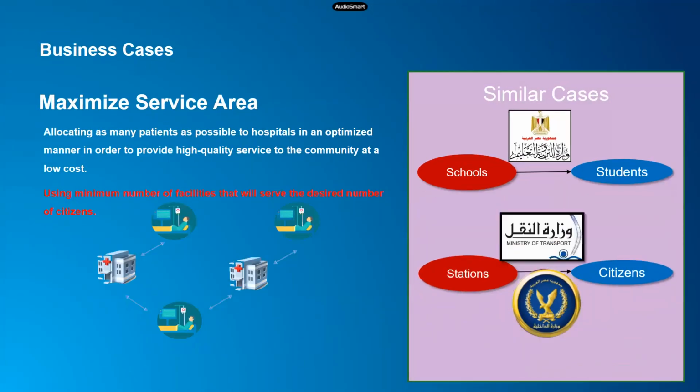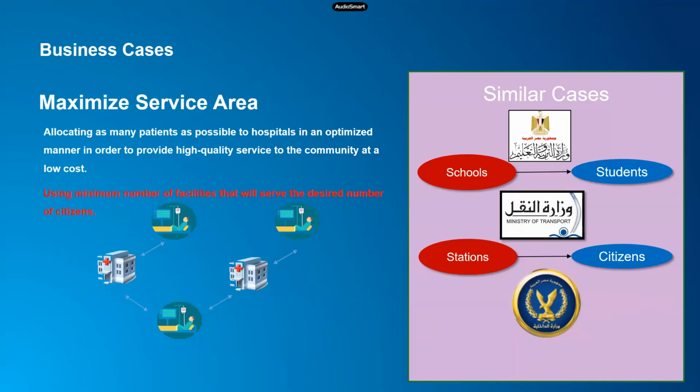Another business case is maximizing the service area. I have several depots or facilities and I want to maximize the area that they serve. So for example, how do I allocate my patients to my hospitals based on geography? How can I utilize the number of facilities I have to maximize the number of patients and the area I'm serving? How can I optimize my schools' distribution to serve more students? This is the case we're going to drill into, the one we did with the Ministry of Education in Saudi Arabia. How to optimize my stations for transportation, for buses, for metro, and so on, and how to optimize the police stations to serve the citizens.